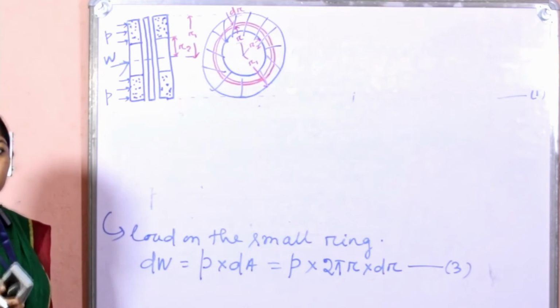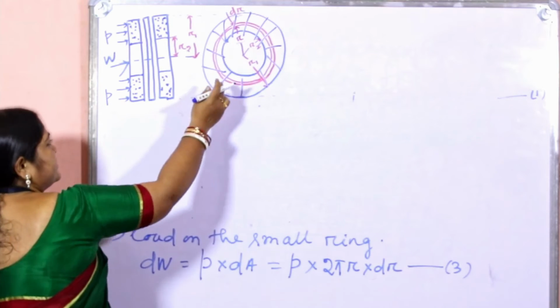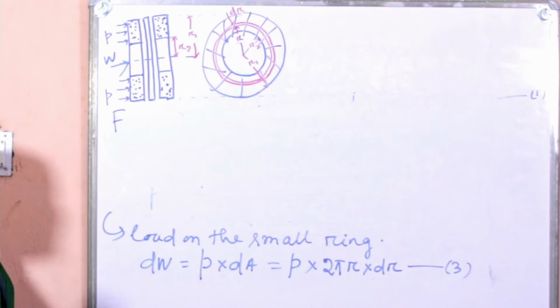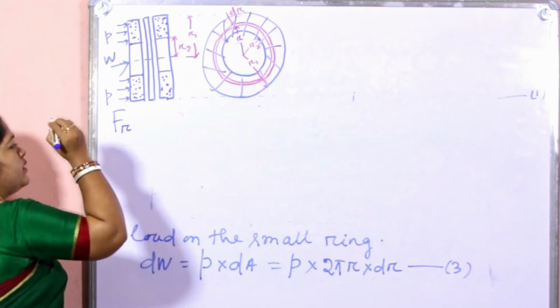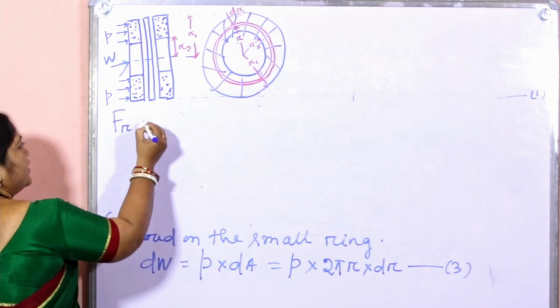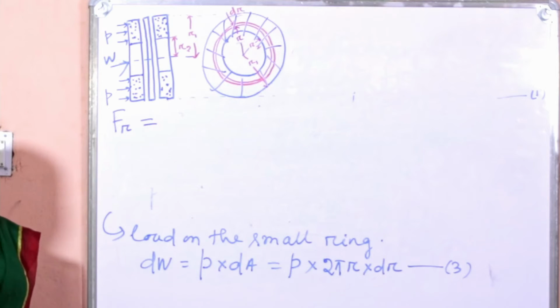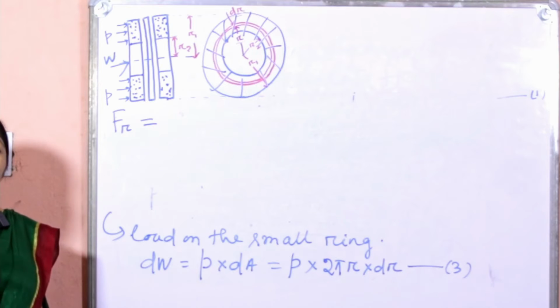What is the amount of frictional force developed at the radius r? Frictional force is F. I am denoting frictional force as F, and at radius r means that is Fr, right? So Fr is equal to, what is the formula? We know that friction, what is the formula?